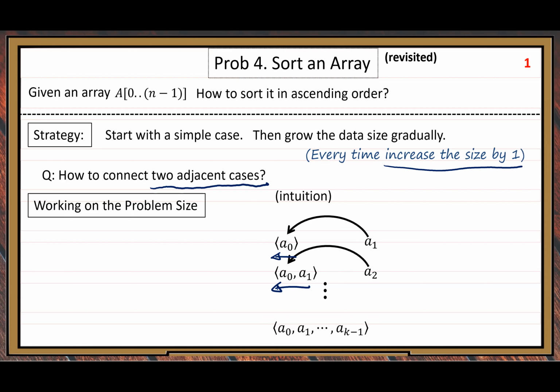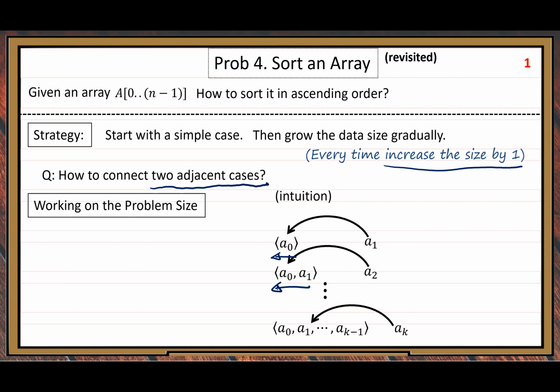Similarly, you do this kind of thing again and again until you get to this general step: insert AK into the current sorted array with K elements. That is the general case. This view is different from our old views, right? We did selection sort, we did bubble sort. You can see here, this method is completely different from our old solutions.